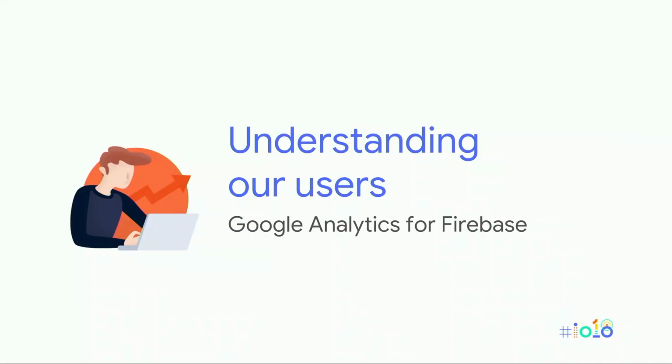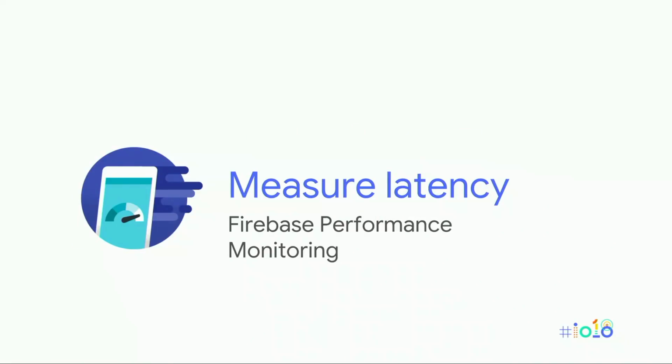Which are the easiest options in our scavenger hunt. With performance monitoring, I'll be able to measure latency. Out the door, we get traces for things like app start and network requests. But we can add custom traces to get fine-grained measurements of latency.